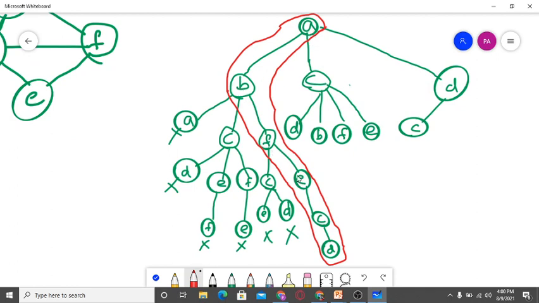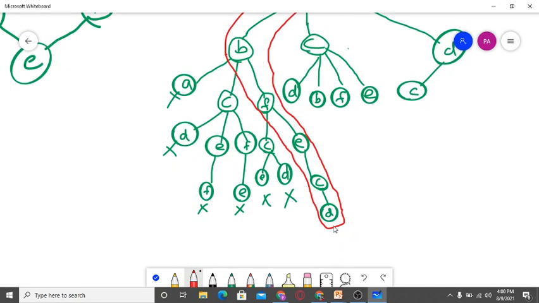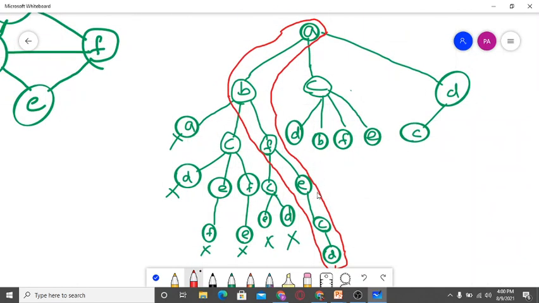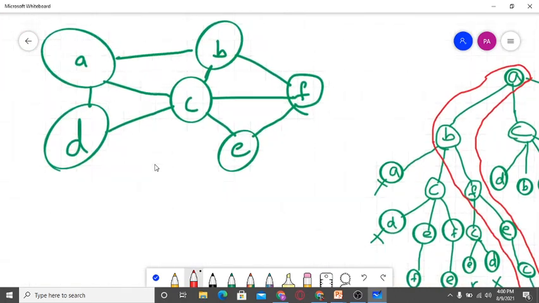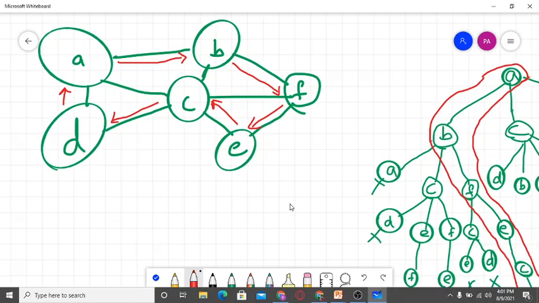Okay, A, B, F, E. If we go by a route like this, then in the end we can reach A. What is the route here? From A to B, B to F, F to E, E to C, C to D, D to A. It is going like this. If we go like this, then it becomes a Hamilton cycle.